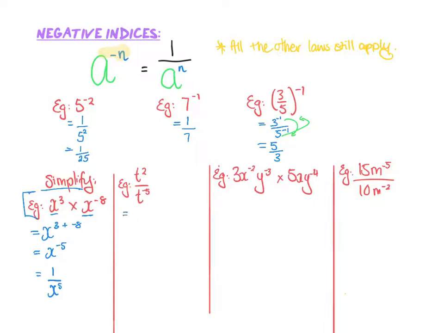Okay, so with the second one, t squared divided by t to the power of negative 5. That's like saying t squared divided by t to the negative 5. And we know when we're dividing of the same base, we subtract. So we've got 2 minus a negative 5. Here we see a negative and a negative, and that makes it a plus. So we're going to have t to the 2 plus 5, so this one will be t to the power of 7. Be careful with those ones, because a minus, take away a minus becomes a plus.